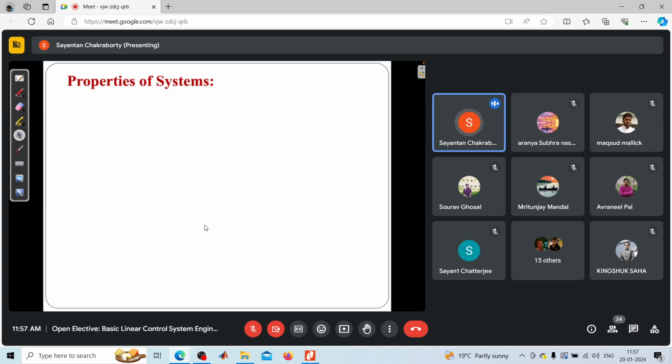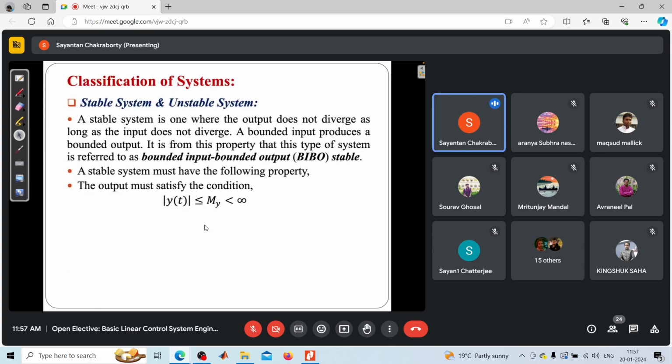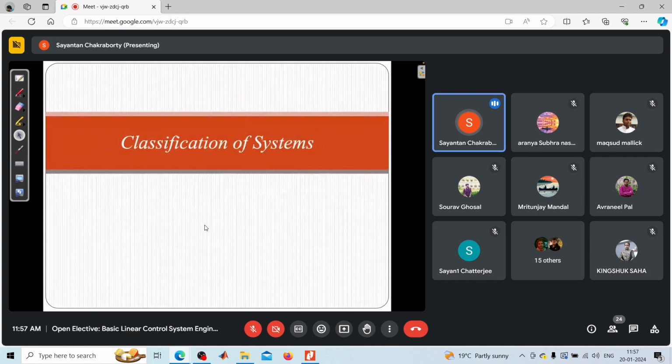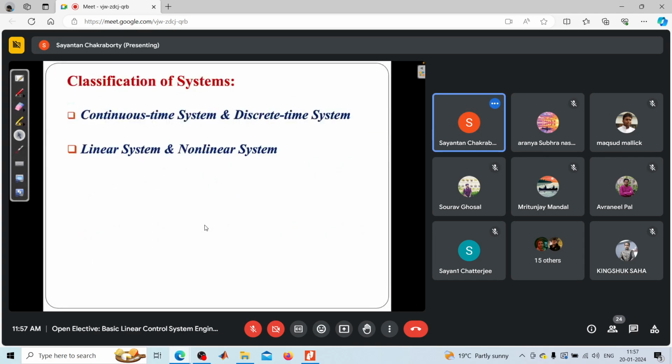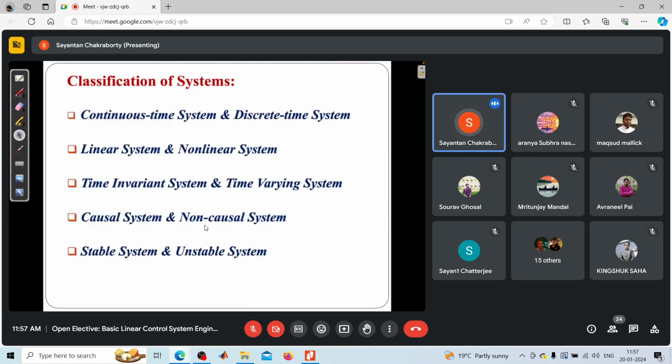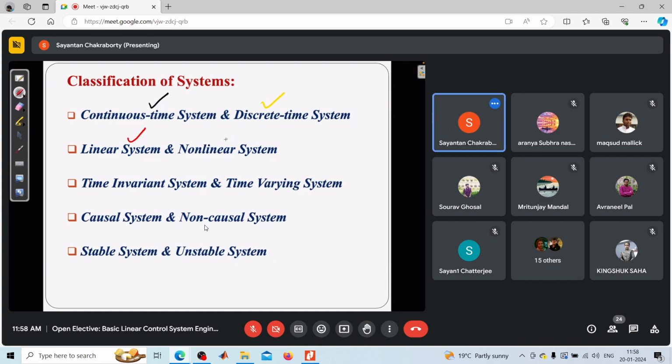Now, before coming to the properties of the system, if we come back to the slide where we are discussing the different types of system, there's a very important, interesting conclusion. We know a system can either be continuous or discrete. It can either be linear or non-linear. It can be time invariant or time varying. It can be causal or non-causal. It can be stable or unstable.